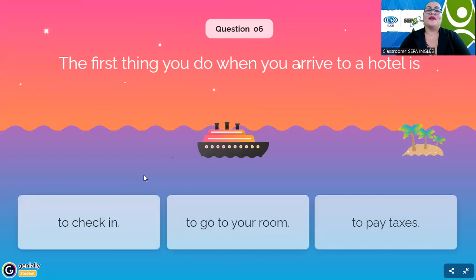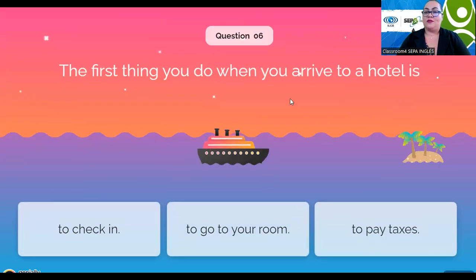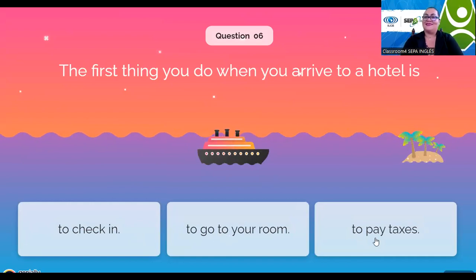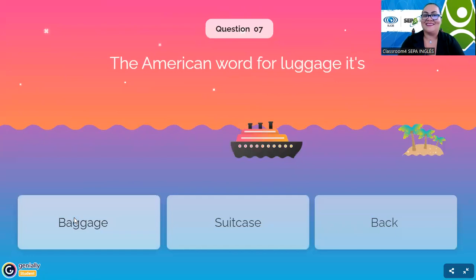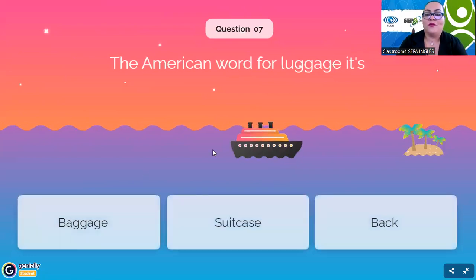The first thing you do when you arrive to a hotel, what is the first thing that you do when you arrive to a hotel? To check in, to go to your room, or to pay taxes? Of course, this is the answer. To check in.